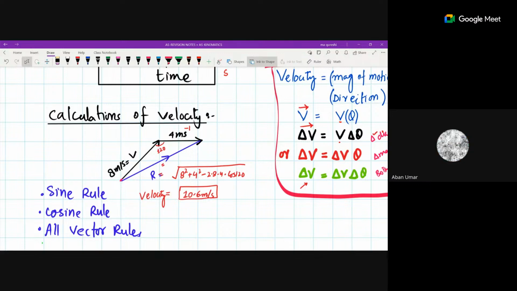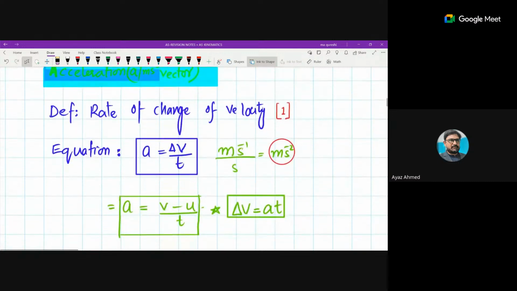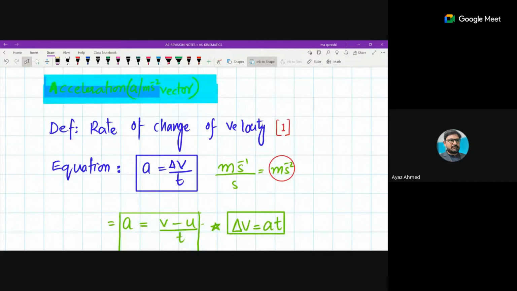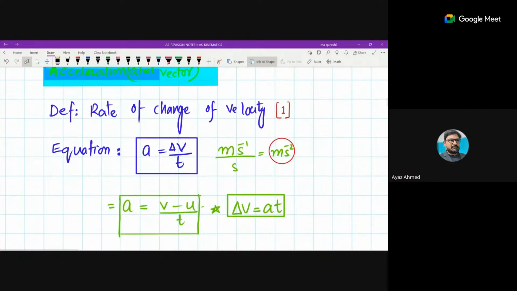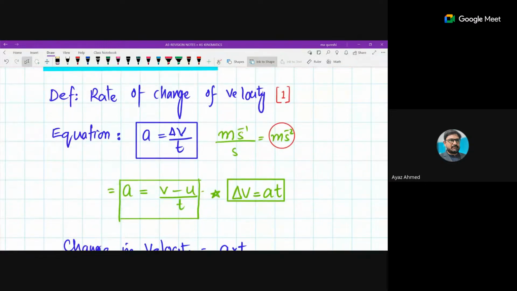Now the problem is that when we go to acceleration, it is basically an extension of velocity. Acceleration is the rate of change of velocity. It is asked to you for 1 mark. It's a very old-fashioned story that acceleration is change in velocity per unit time. You can write it, no issue at all. But it gives you the defining equation of acceleration, that is delta v by t, and secondly, it is v minus u divided by t.